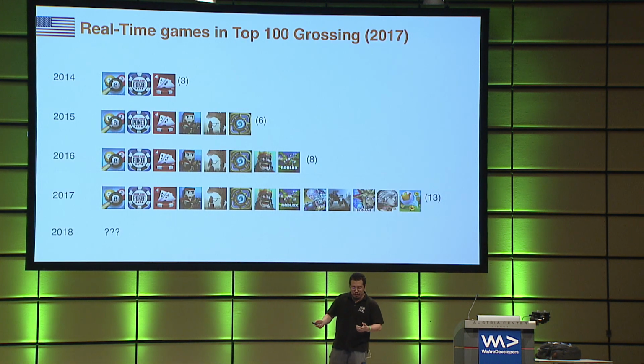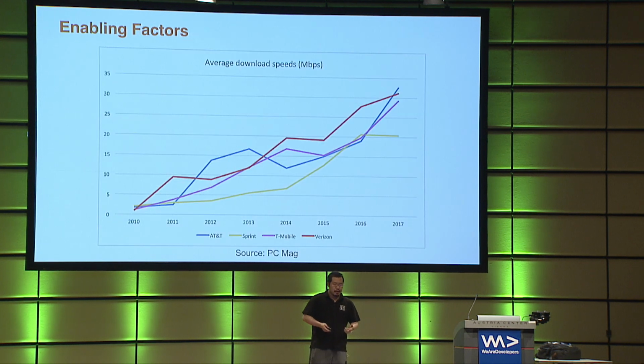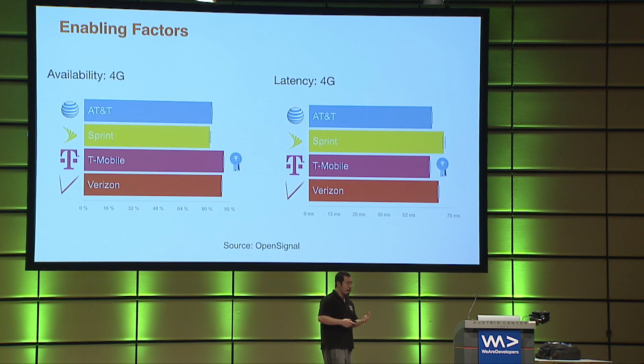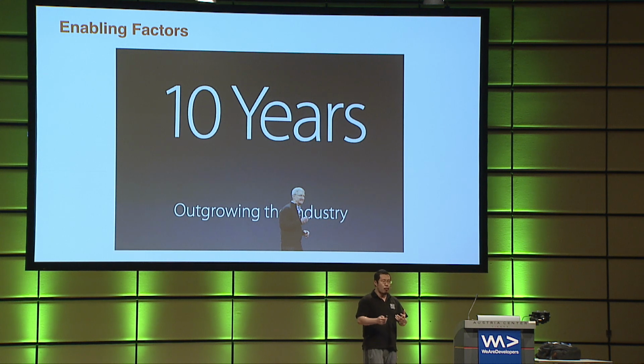So at Space Ape Games, we noticed that there's a trend happening in the last couple of years, whereby more and more of the top grossing games you find on the chart have got an element of real-time multiplayer. And we suspect that that trend is going to continue to grow because there's a number of enabling factors that have been happening, from better and faster networking and 4G being more available and also faster as well, and to everyone having more powerful devices nowadays.